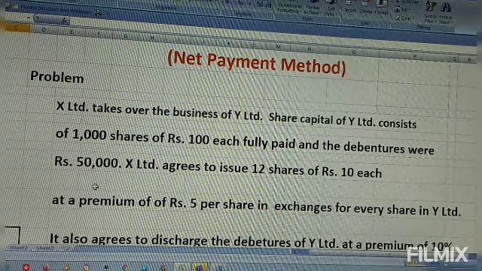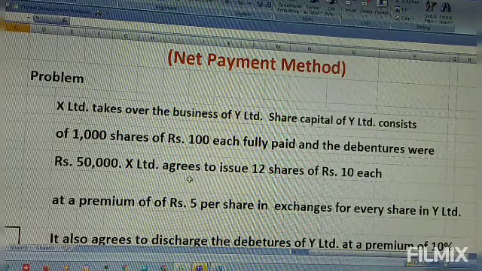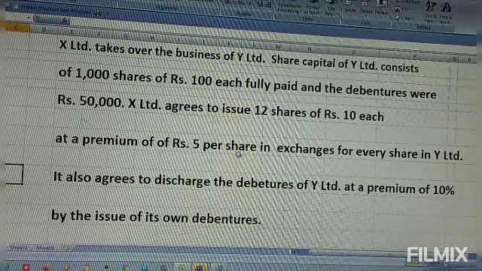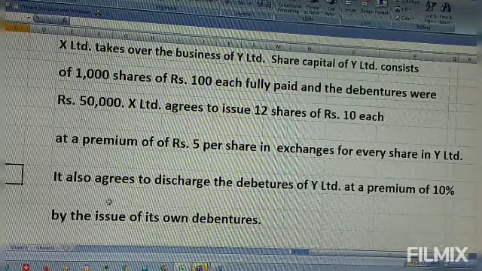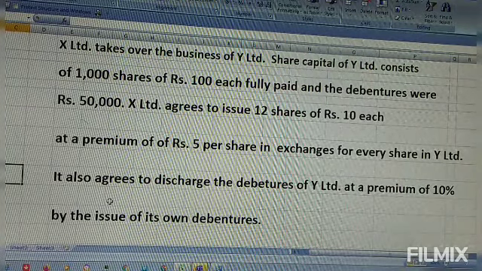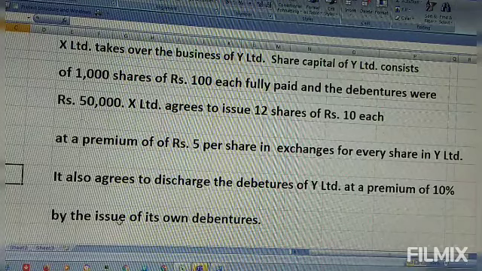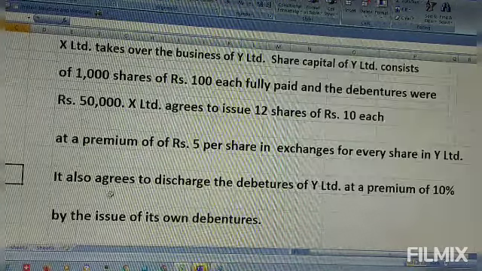rupees 50,000. X Limited agrees to issue 12 shares of rupees 10 each at a premium of rupees 5 per share in exchange for every share in Y Limited. It also agrees to discharge the debentures of Y Limited at a premium of 10% by the issue of its own debentures. Compute the purchase consideration.